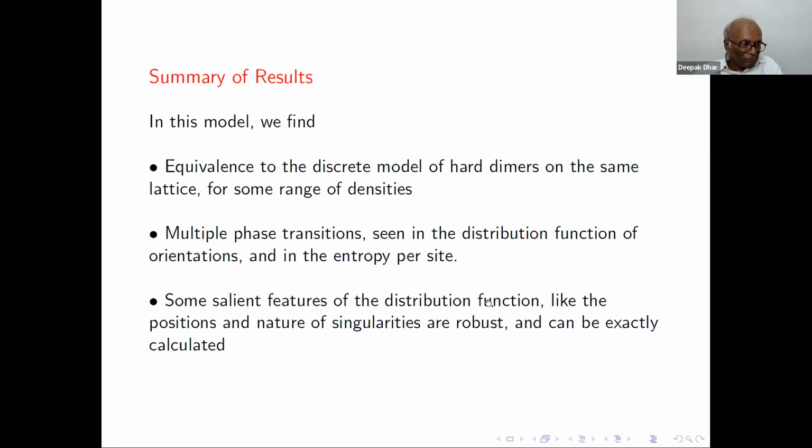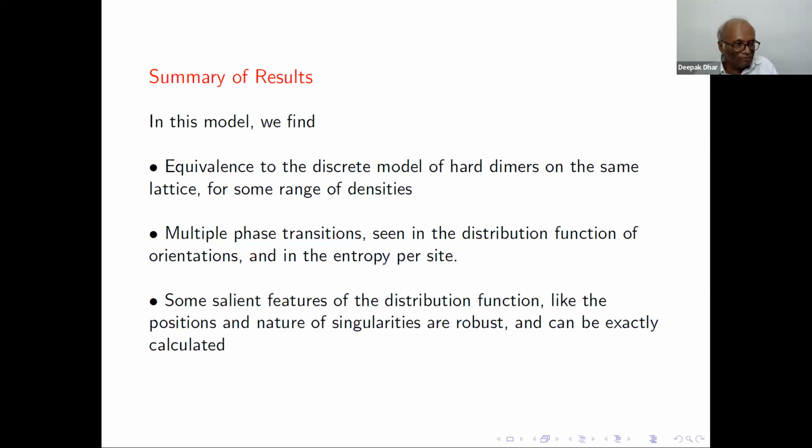Okay, so before we get lost in the details of the results, I would just like to summarize qualitatively the points which we would like to make. First, there is an equivalence of the discrete model I defined above, hard rotors on a lattice, to the set of dimer problems for some range of densities. The parameter to vary in this case is the size of the atom versus the spacing of the lattice.